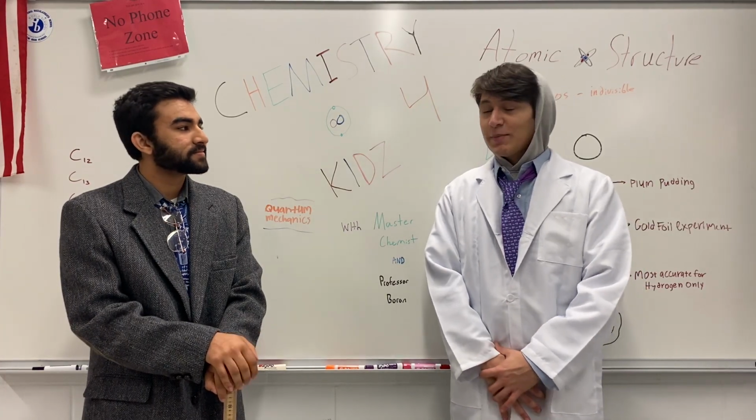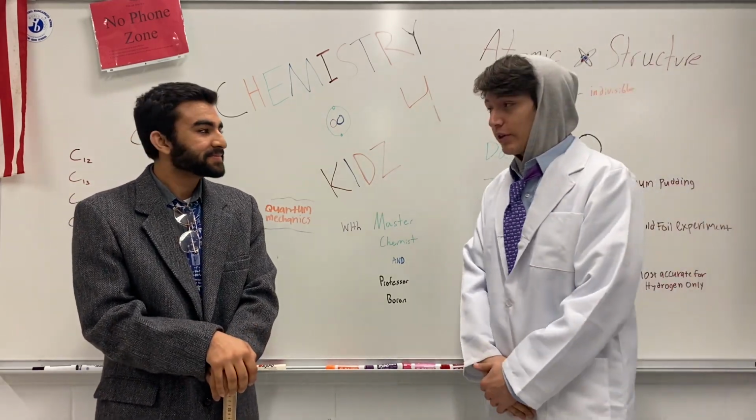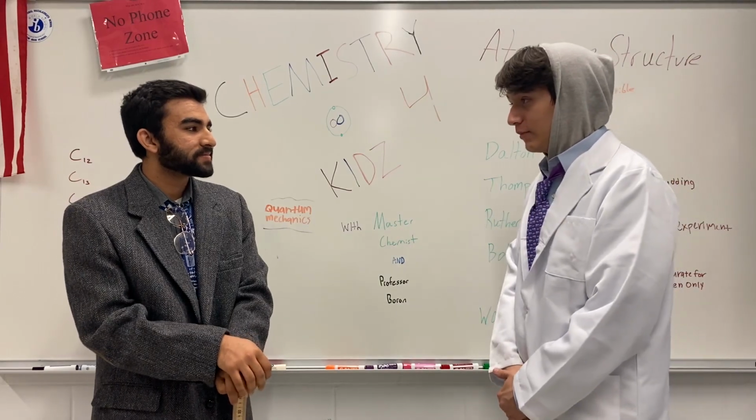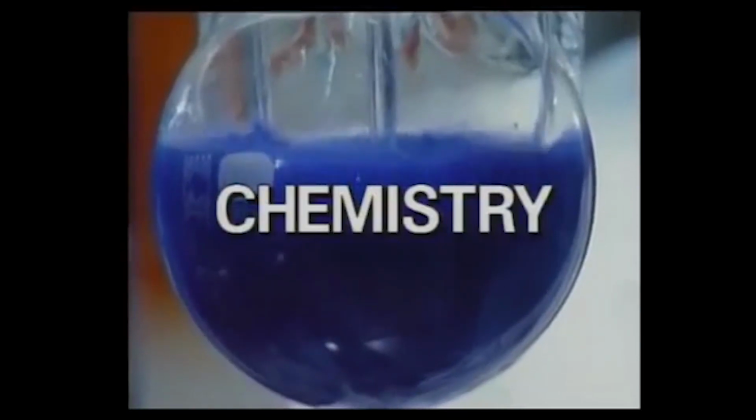Welcome back. This is episode 4 of Chemistry for Kids. Today we're going to talk about atomic structure and the history behind how we found the atom and such. It is a fascinating journey, this path of knowledge, and the vehicle we ride is a science called chemistry. Here we go.